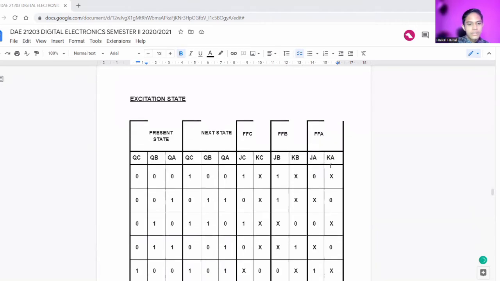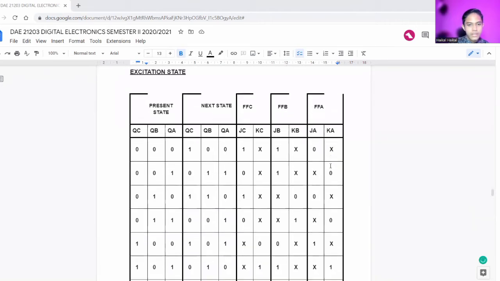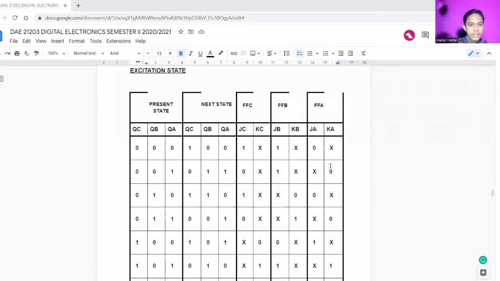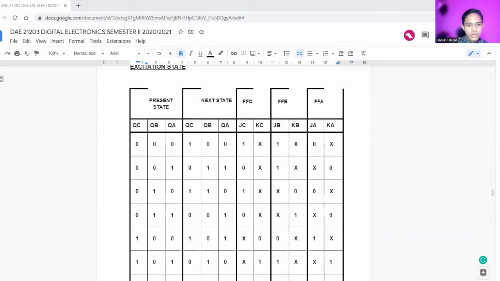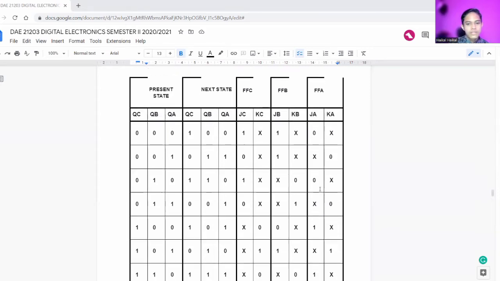We continue with the excitation table. The excitation table has present state, next state, FFC, FFB, FFA. What are FFC, FFB, FFA? FFC is flip-flop C, FFB is flip-flop B, and FFA is flip-flop A. So you can see this is our answer for the excitation table. I will give you a few answers.